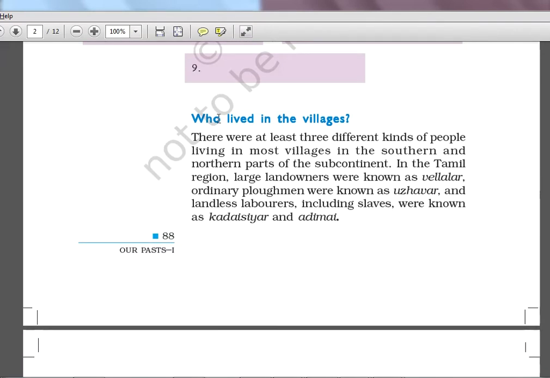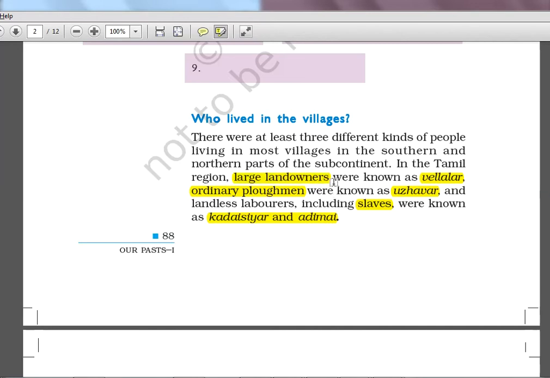Now this slide, from this page onwards, is very important. Okay, these terms: in Tamil Nadu, the Tamil region, the landowners were known as Vellalar. Okay, 3 terms: Vellalar, Ulavar, Kadaisiyar and Adimai. Kadaisiyar and Adimai are one and the same, for the slaves. Ulavar is for the ordinary plowmen. Vellalar is for the large landowners. So they can put 3 terms in a match the following.